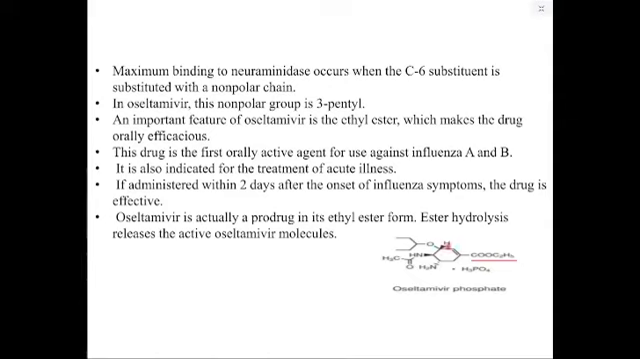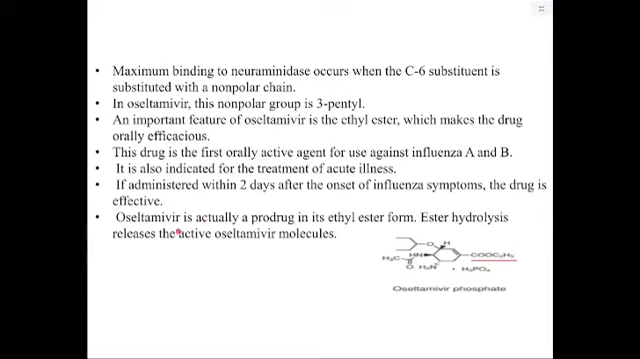We did say amantadine and rimantadine are only for influenza A, while both oseltamivir and zanamivir are for influenza both A and B. It is also indicated for the treatment of acute illness. If administered within 2 days after the onset of influenza symptoms, the drug is still effective.